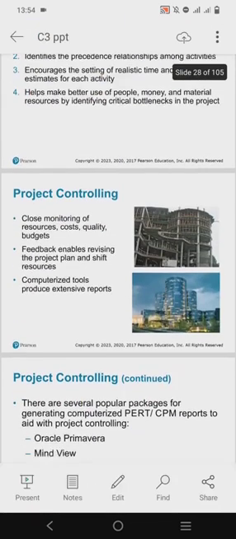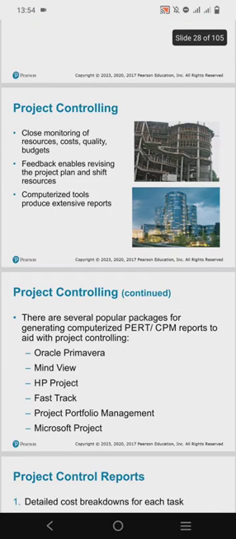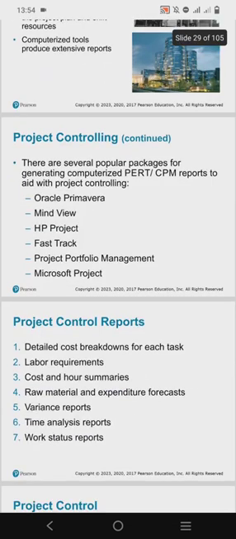Then there is project controlling, which involves closely monitoring the resources, the costs, the quality of the project, as well as the budget. During the process of project controlling, there is feedback, and this feedback enables revising the project plan and shifting resources. It also allows the production of extensive reports with computerized tools. There are different popular packages for generating computerized PERT or CPM reports to assist with project controlling, and they include Oracle Primavera, MindView, HP Project, and so on.